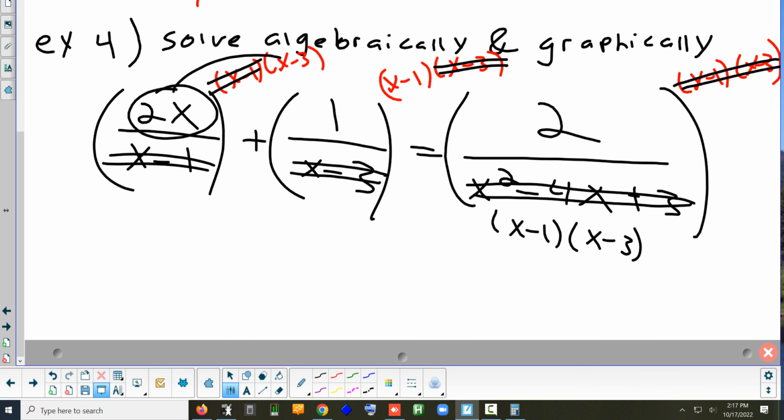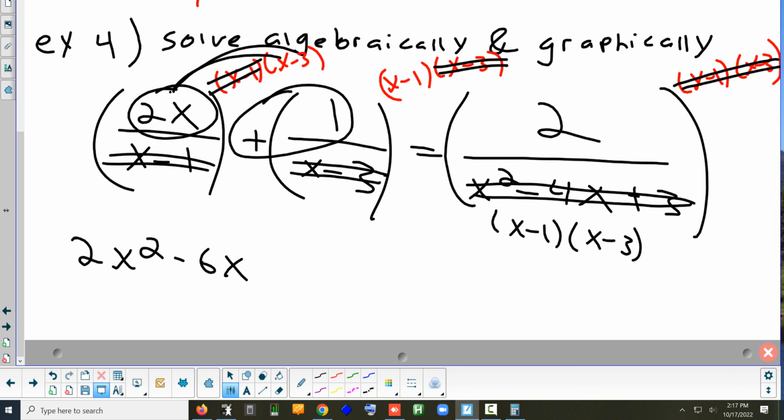2x times x minus 3. That's the first one. What's 2x times x? 2x squared. And what's 2x times negative 3? Negative 6x. That's the first one. Now the second one, you're distributing this. This symbol goes with that number. Positive 1. So positive 1 times x, positive 1 times negative 1, well, nothing happens, because we're just distributing a 1.